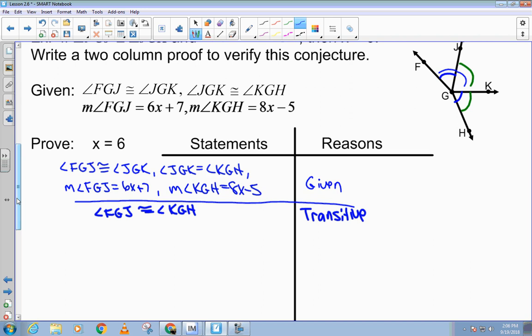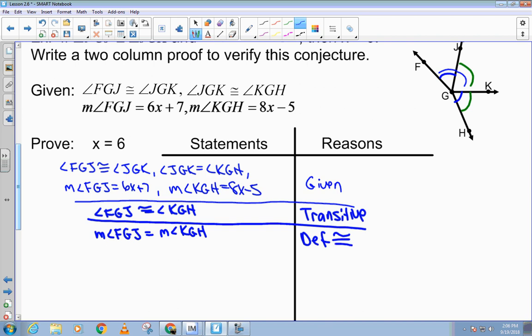Alright, now see how I have information about FGJ and information about KGH. What do I need to do here before I can do anything with that? I am going to substitute. But remember, before you can substitute, you have to use the definition of congruence and change it to equals, right? Okay. So now I'm going to have the measure of angle FGJ equals the measure of angle KGH. And remember, that's definition of congruence.